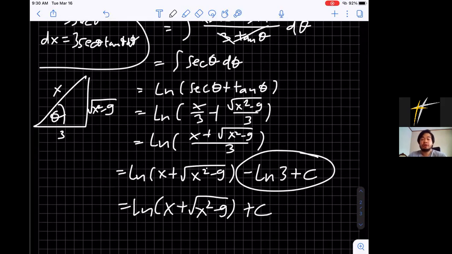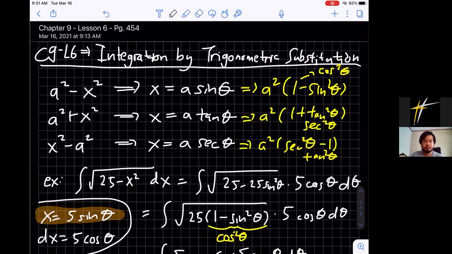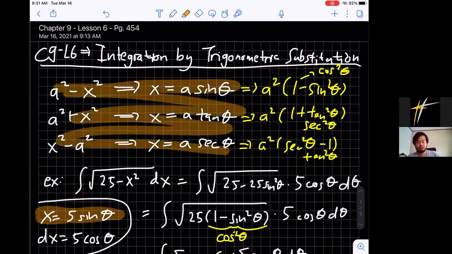Yeah. So that's how you do the trigonometric substitution method. Yeah. So I hope you understand the lesson. So basically, you use this method when you have a composite function, when the inside function is a quadratic binomial, either a squared minus x squared, a squared plus x squared, or x squared minus a squared. And this is the trigonometric substitution that you need to use as the assumption.